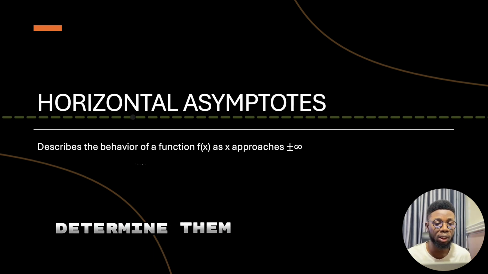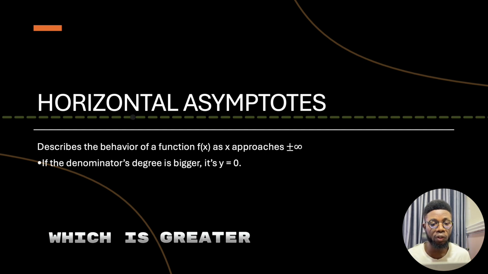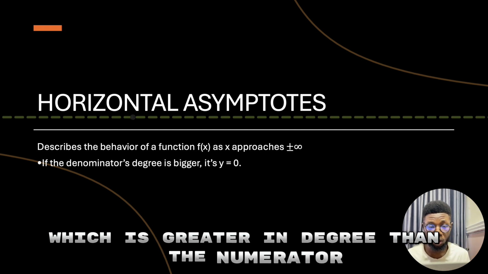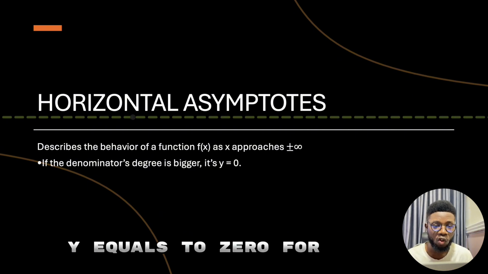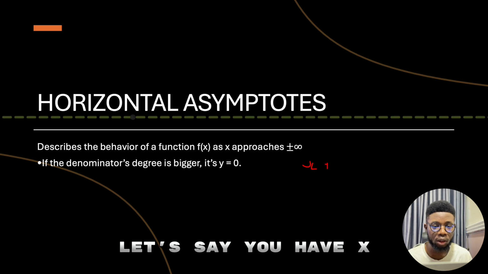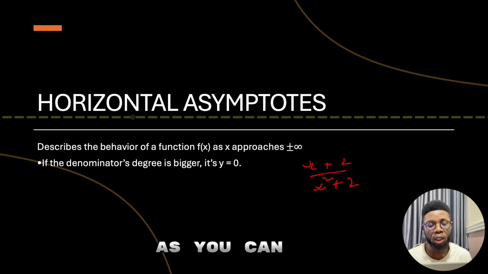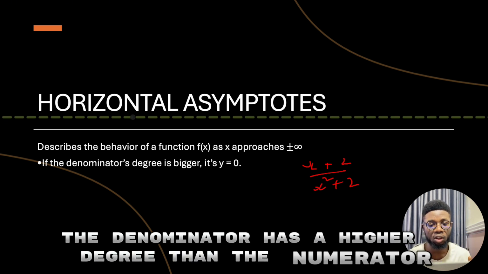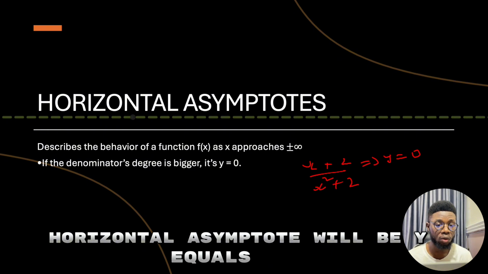And how do we determine them? It's very basic. If you have a denominator which is greater in degree than the numerator, then the horizontal asymptote will be y equal to 0. For example, if you have something of this nature, let's say you have x plus 2 divided by x squared plus 2. As you can see, the denominator has a higher degree than the numerator, so the horizontal asymptote will be y equals 0.